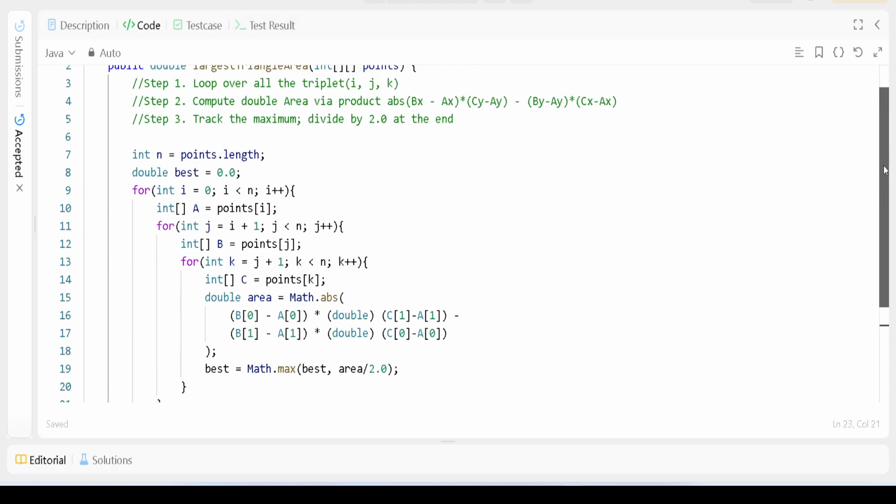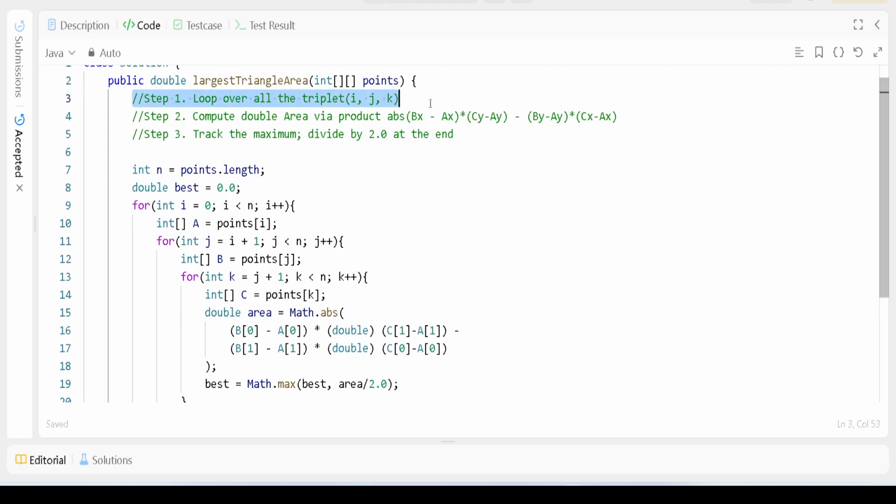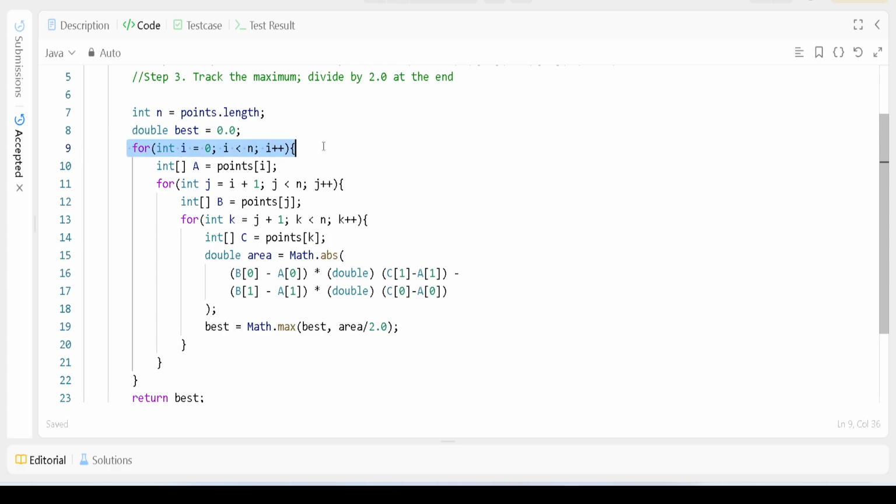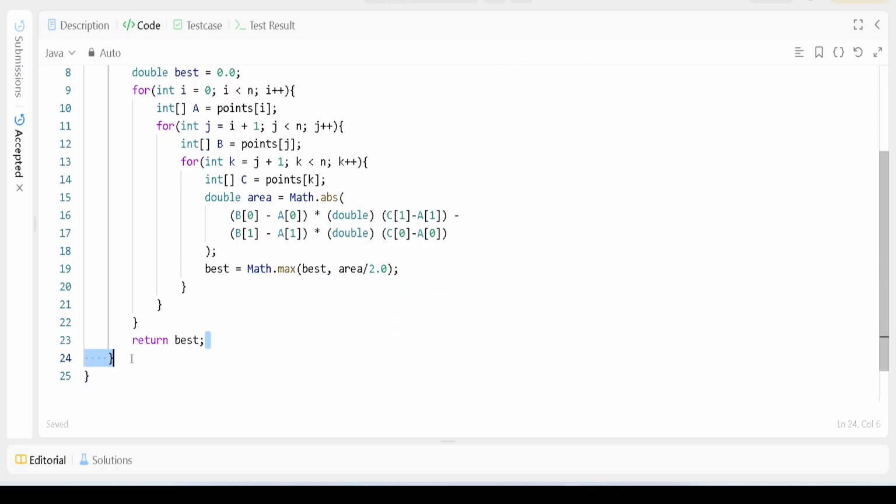What we have done in very simple steps: we have looped over all the triplets, and we have computed the vector product, right? Then we have tracked the maximum. And to do that, we have iterated I, J and K. We have found all the points, because each point A, B and C will contain X and Y, right? So we got 3 points every time, and we have calculated the area of all the triangles, and then we have found the best triangle and returned our answer. Okay, this is what we need to do.